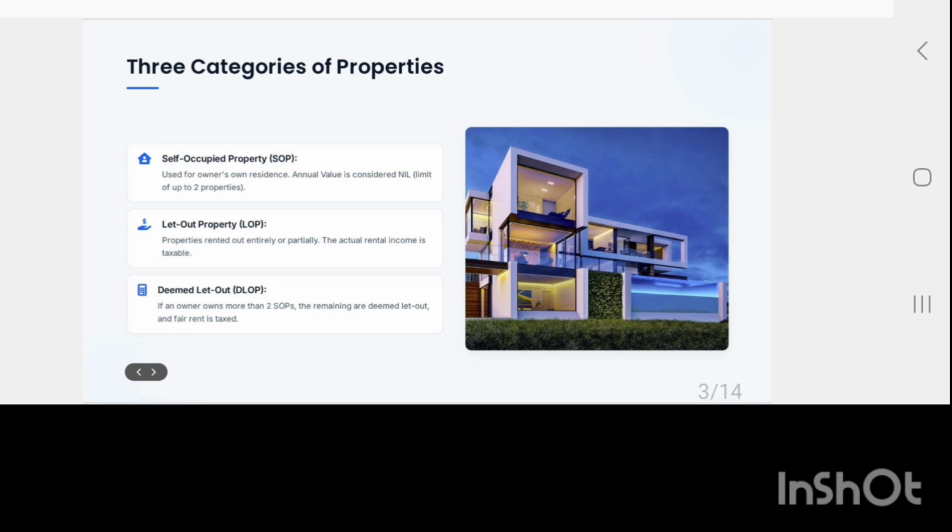Income from house property is categorized into three categories. First, self-occupied property. Second, let out property, and third, known as deemed to be let out property.